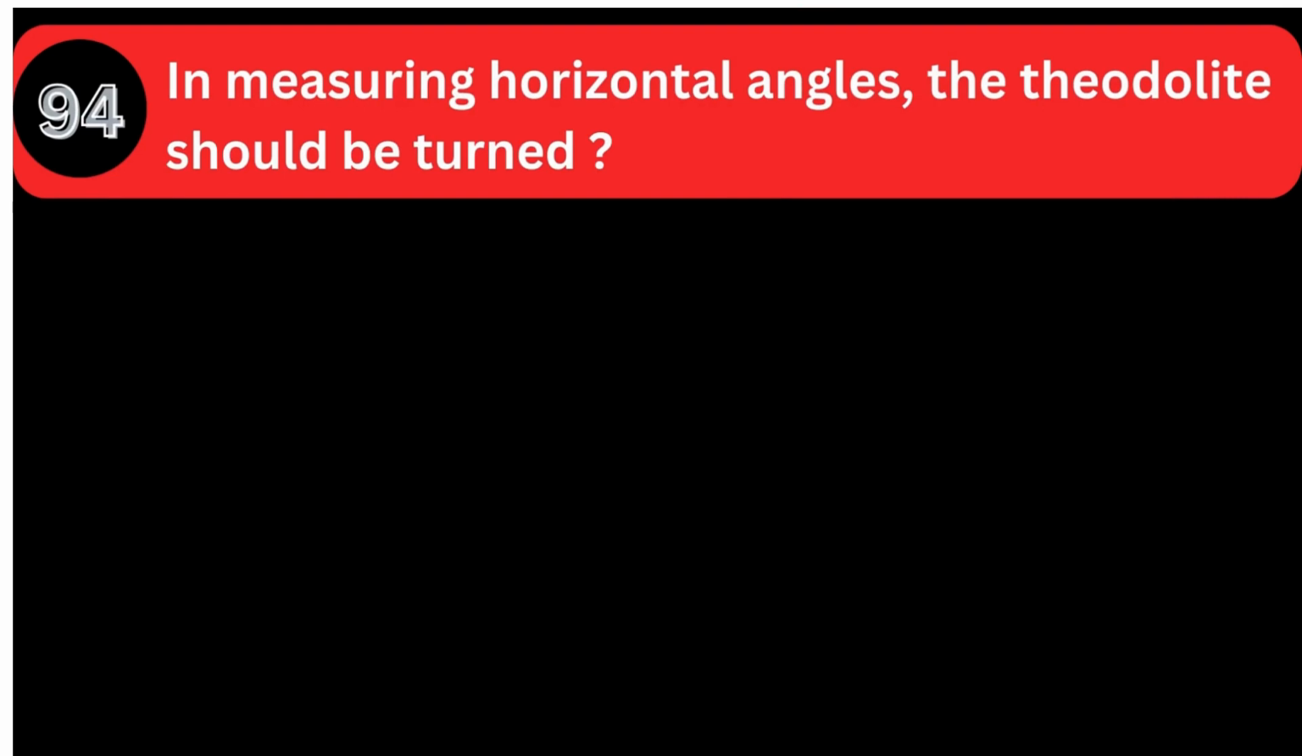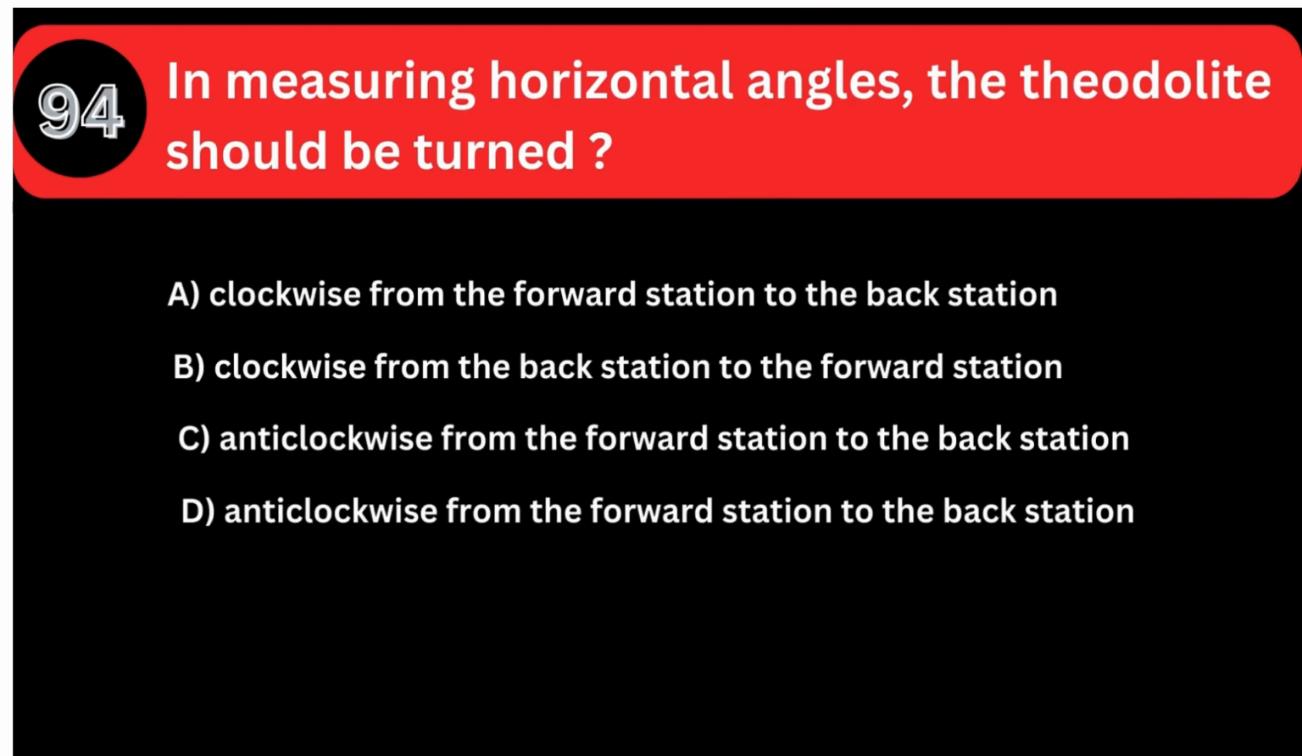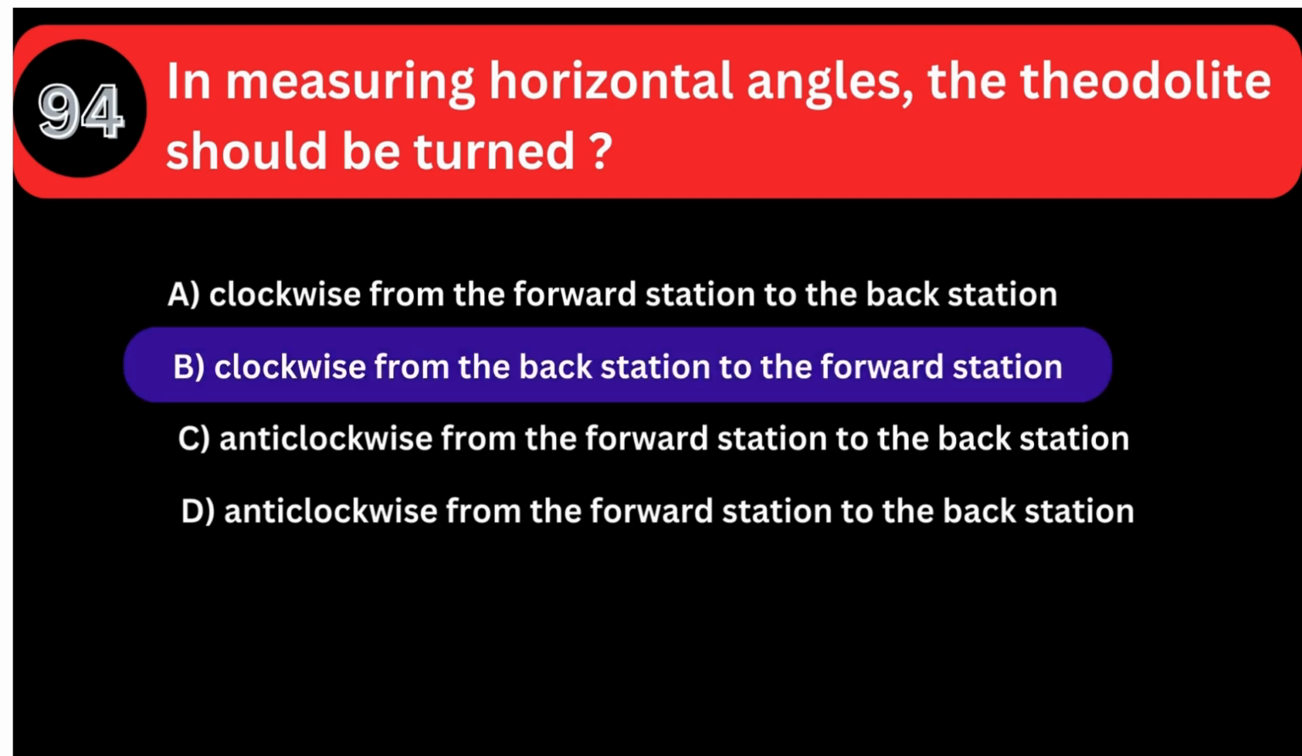In measuring horizontal angles, the theodolite should be turned. Options A. Clockwise from the forward station to the back station. B. Clockwise from the back station to the forward station. C. Anticlockwise from the forward station to the back station. D. Anticlockwise from the back station to the forward station. Answer B. Clockwise from the back station to the forward station.